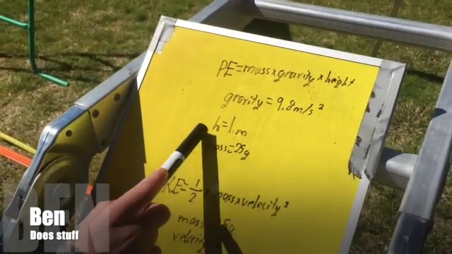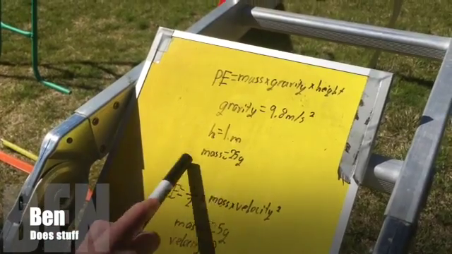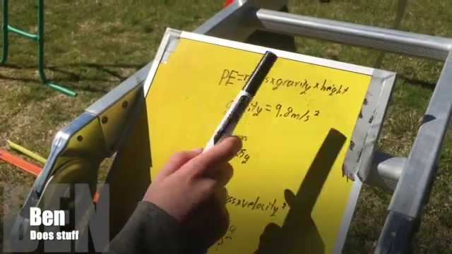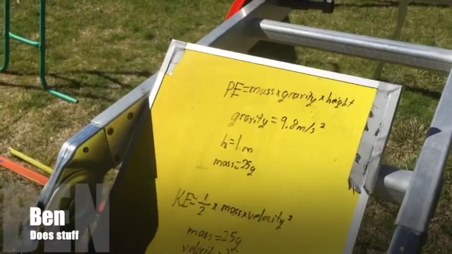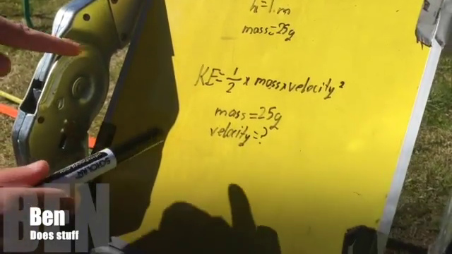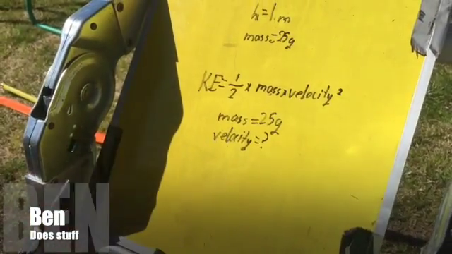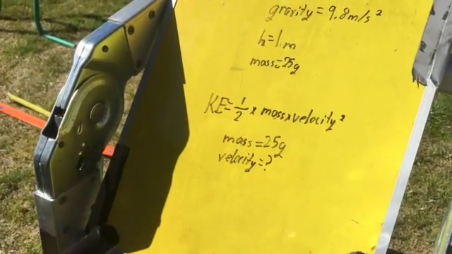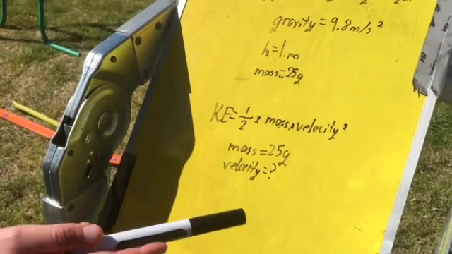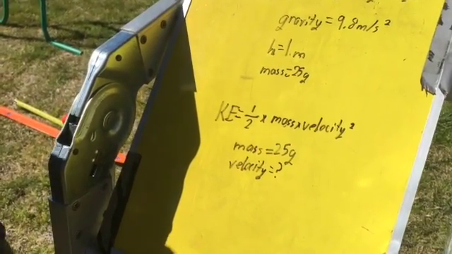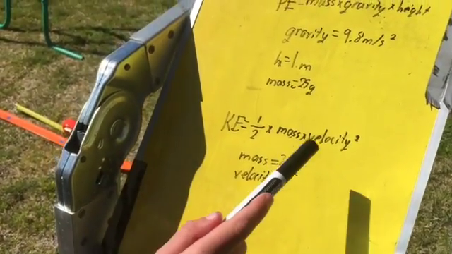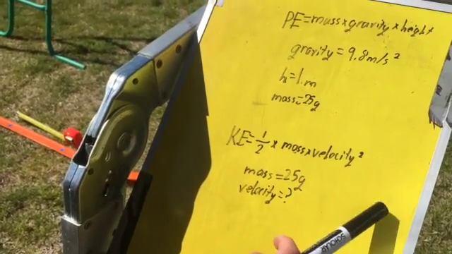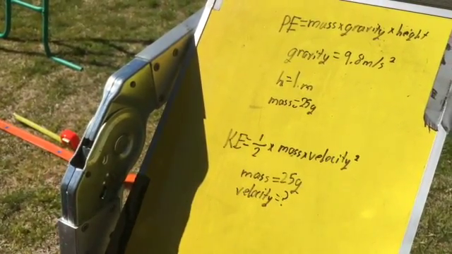Now, height, and the mass of the car is 25 grams. If you put those all together, you get the potential energy. Now we've got the better bit, the kinetic energy, which equals 1/2 times mass times velocity squared. The 1/2 times halves it.